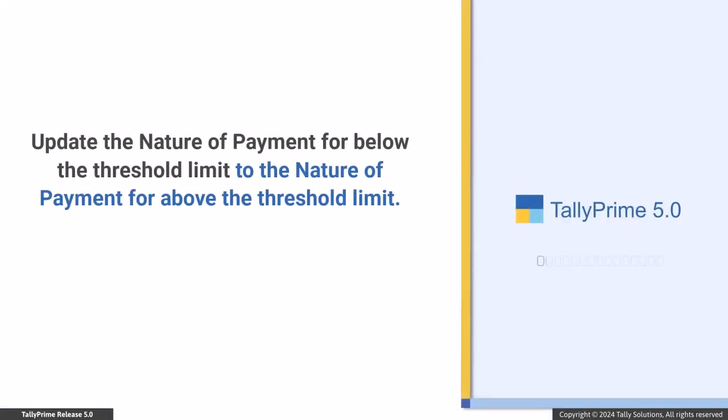In TallyPrime Release 5.0, you can update the natures of payment for below the threshold limit to the nature of payment for above the threshold limit. By doing so, you can automate TDS calculation for all your existing and upcoming transactions for TDS on purchases under Section 194Q using a single nature of payment.